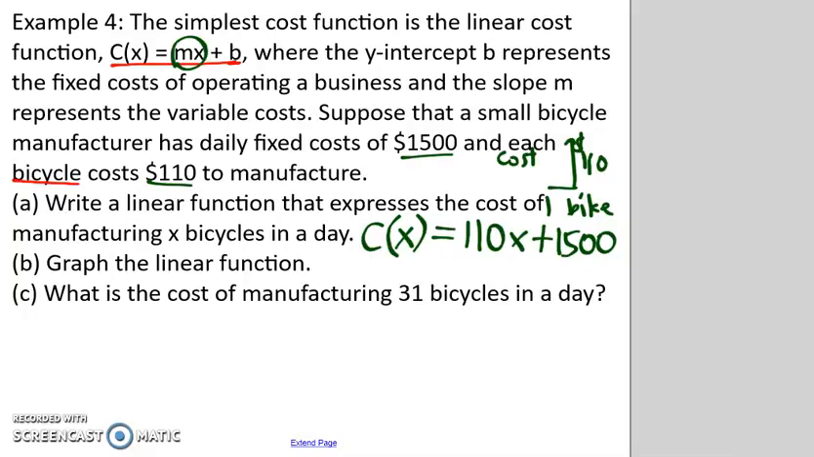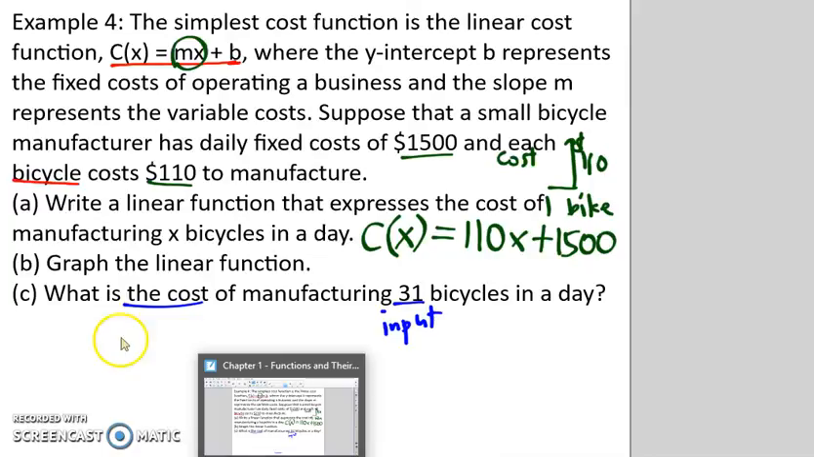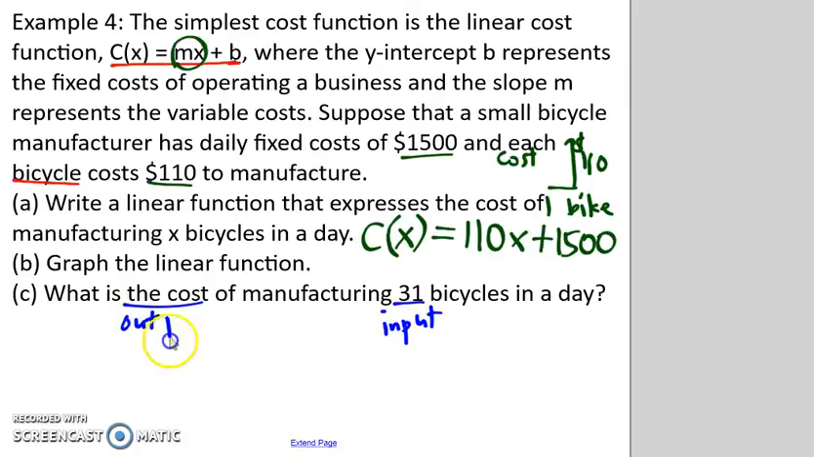And this is what's the cost of manufacturing 31 bicycles in a day. Well, 31, this is our input value, right? It's the independent variable. They're saying, what's the cost? Well, the cost is the dependent variable. It depends on how many bicycles they make. And we know that's 31. So all we have to do is plug this into the function. The cost depends on how many bicycles we make. We're going to make 31.